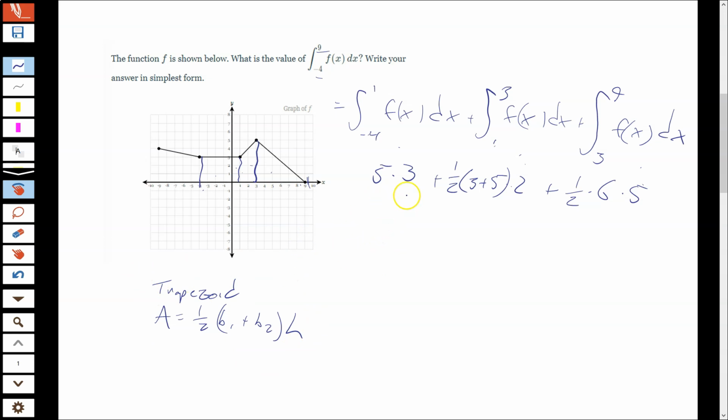Okay. Then I'm just going to simplify. On the AP exam, you could just leave all this, but Delta Math wants you to simplify. So I get 15 plus 8 plus 15, which gives me 38 is my solution.